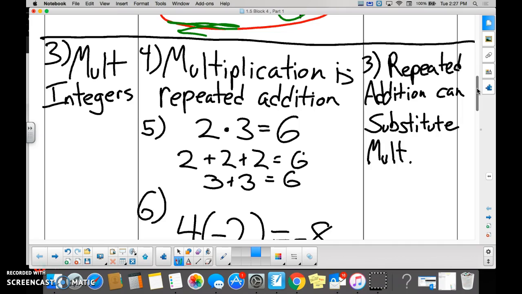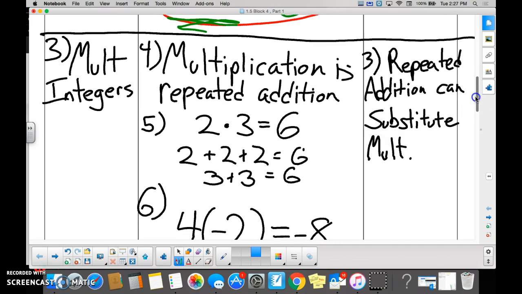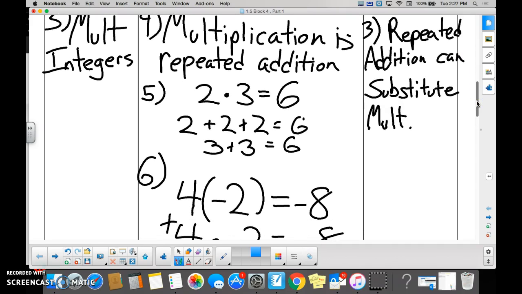And looking at a few of our last notes, we know what about multiplication? What can it be substituted with? Cece, what can it be substituted with? Yeah, it can be substituted with repeated addition. Exactly that. So we're going to see things. We have, like in this example, 2 times 3 is the same as 2 plus 2 plus 2. Those both equal 6. And 3 plus 3. We have 2 3's equaling 6.